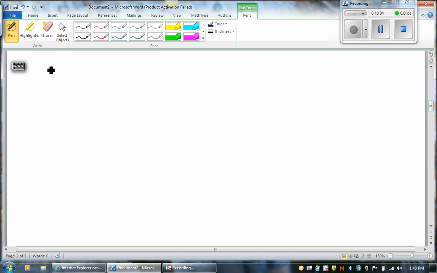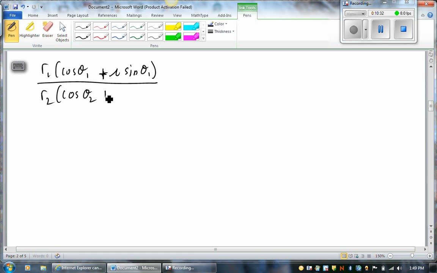And so for division, we're going to have the same two general terms, two general complex numbers, r1 cos theta 1 plus i sine of theta 1. And this time we're going to be dividing by r2 cosine theta 2 plus i sine theta 2.